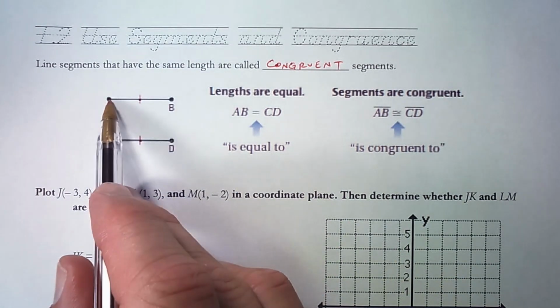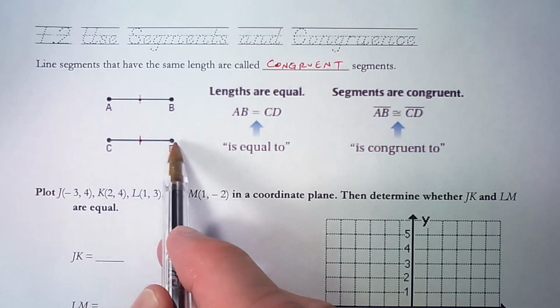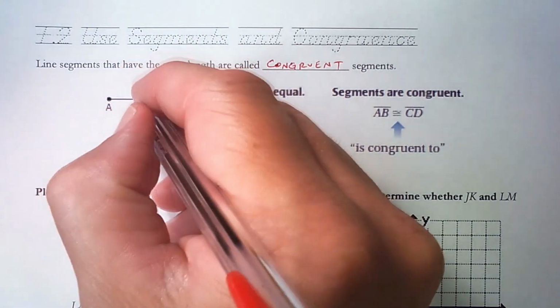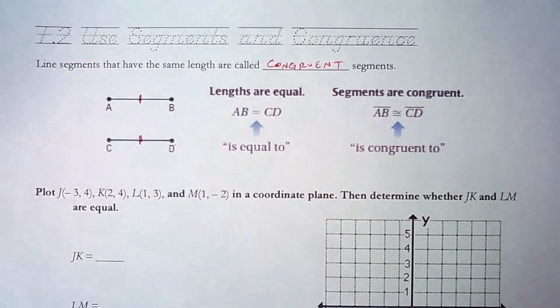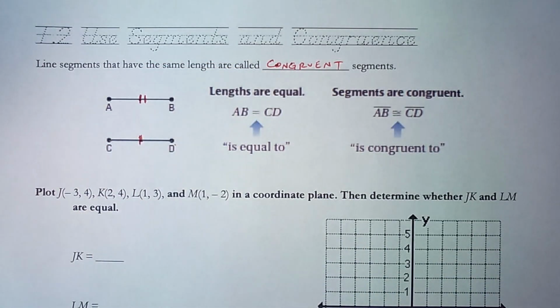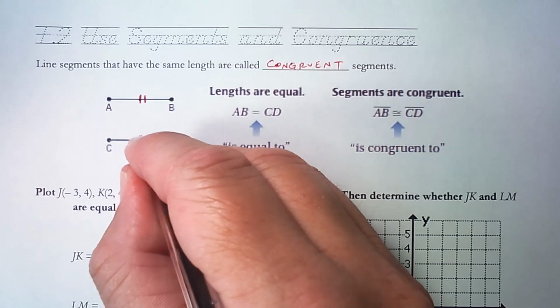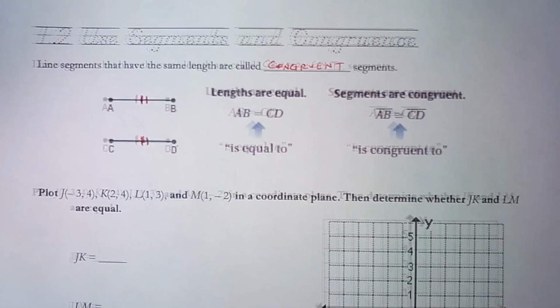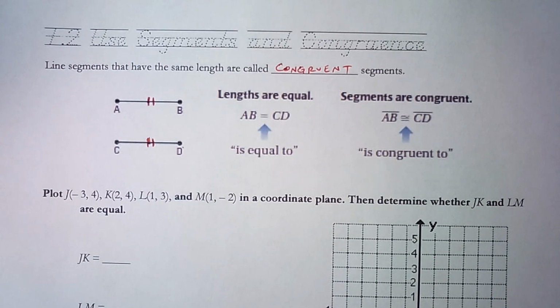So here, segment AB and segment CD, these are congruent. I know they have the same length because that's what this tick mark means. If they both have one tick mark, that means they are congruent. Now they're not congruent because one has two tick marks and the other only has one. Now they are congruent because they both have two tick marks. As long as they have the same number of tick marks, they are congruent.